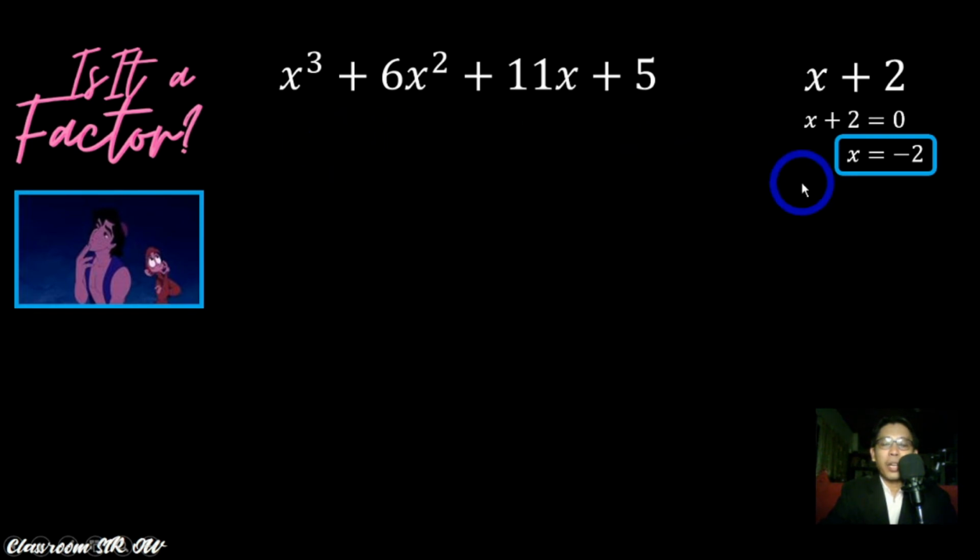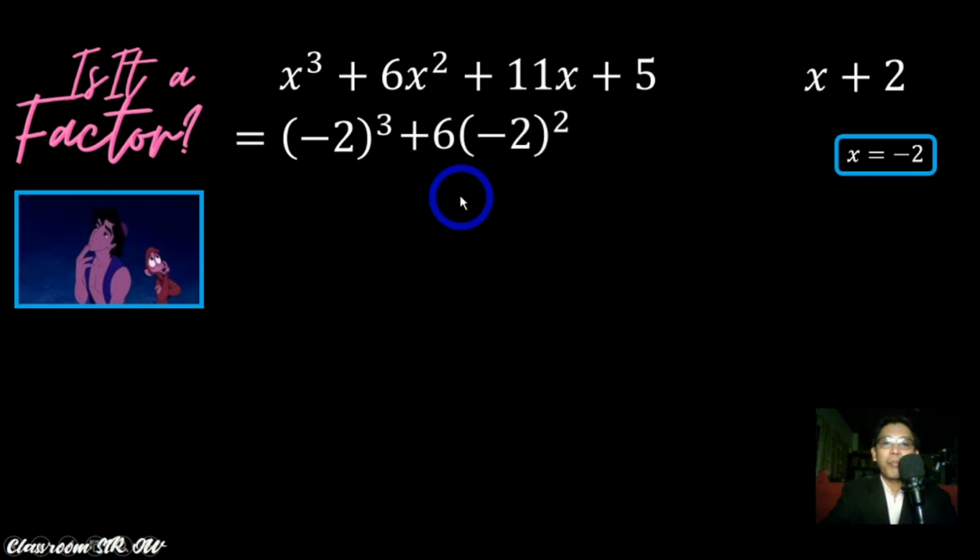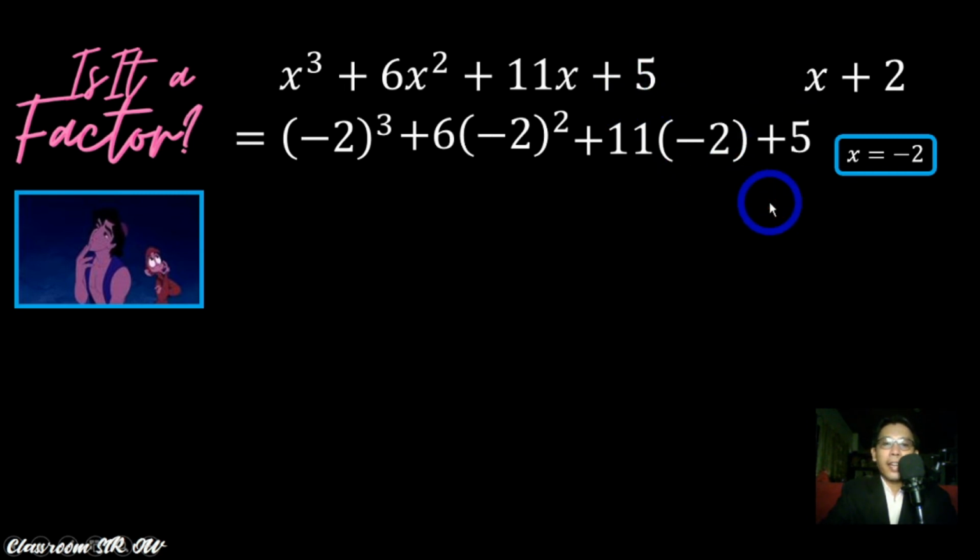So let us start with x cubed, replacing it by negative 2. So we have negative 2 raised to the power of 3. If you notice, we just replace x by negative 2. Next, we will replace x in x squared. We have 6 times negative 2 raised to the power of 2. And we will also replace x in 11x, so we have 11 times negative 2. And we copy positive 5. After this, we will simplify further.